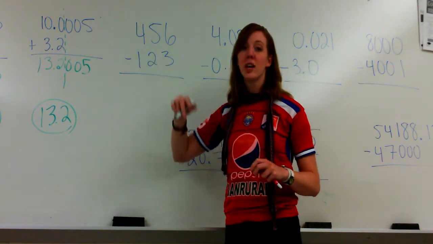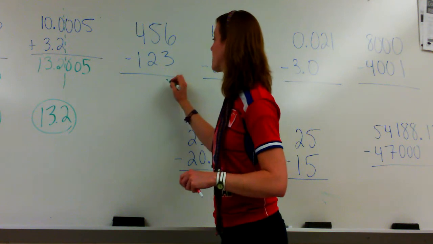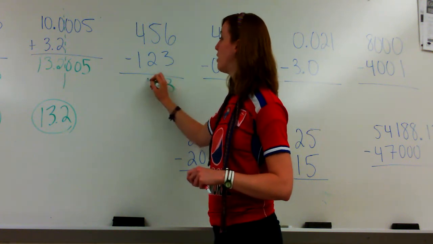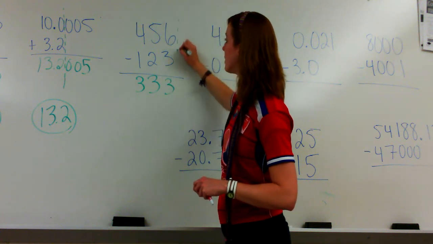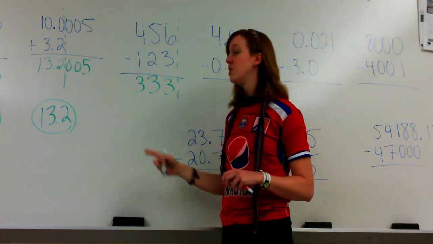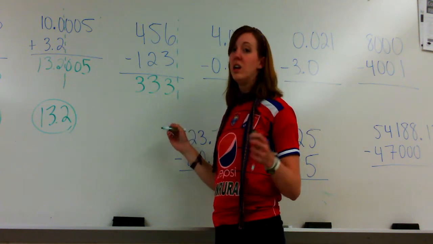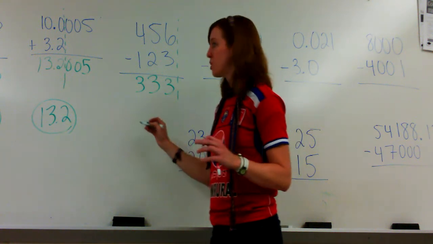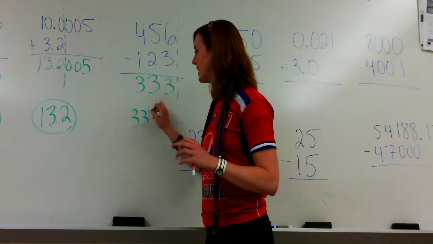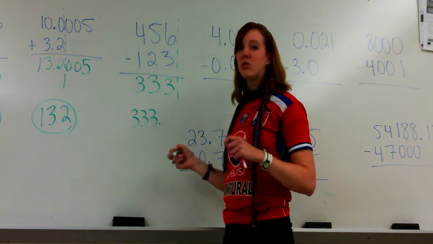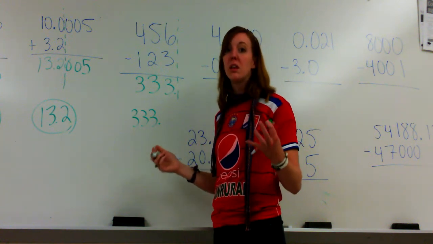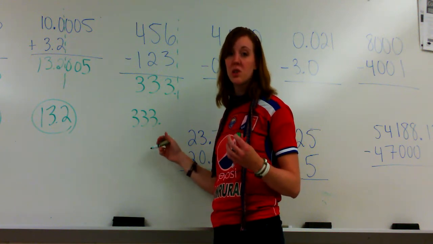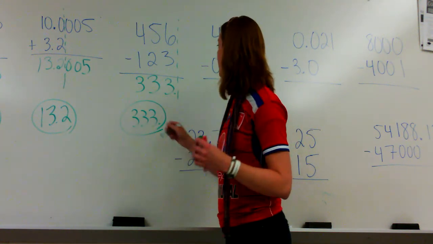Now I'm going to do subtraction, but it's the same rules. 6 minus 3 is 3, 5 minus 2 is 3, 4 minus 1 is 3. Well, look at that. It's significant to the end, so it's 333. If I wanted to be very precise or clear, I could even put 333 point. I can put it there. It means the same thing because all 3 digits are significant.